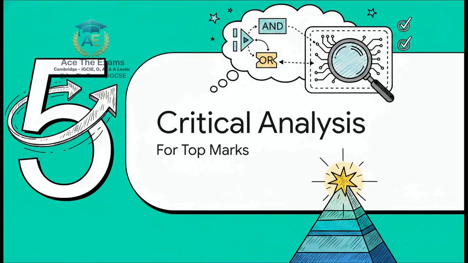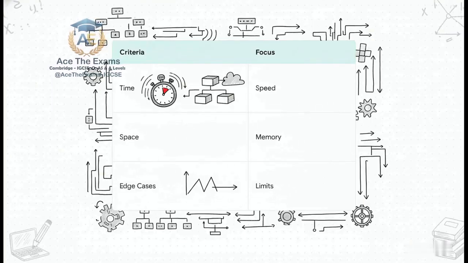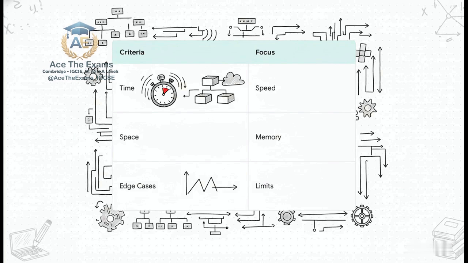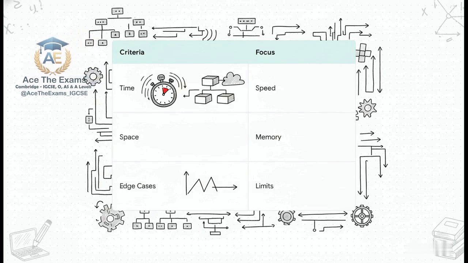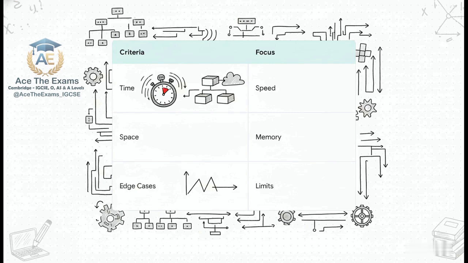Finally, Section 5, Critical Analysis for top marks. This is where we build the ultimate complete computer science answering system. Evaluating a database system isn't just about saying it stores data. That's what Alex did. True critical analysis requires a mathematical and logical evaluation of trade-offs.